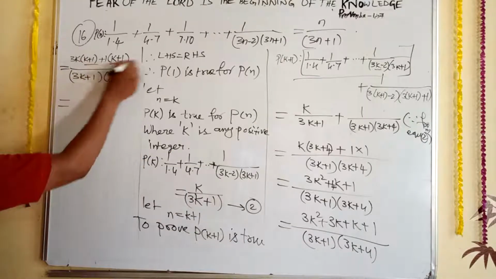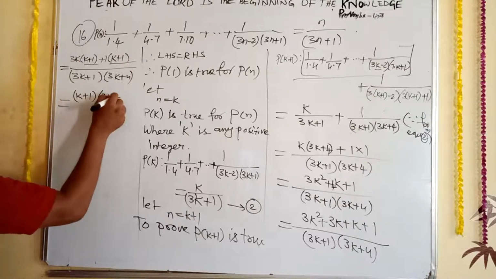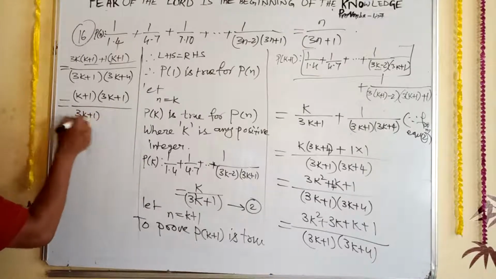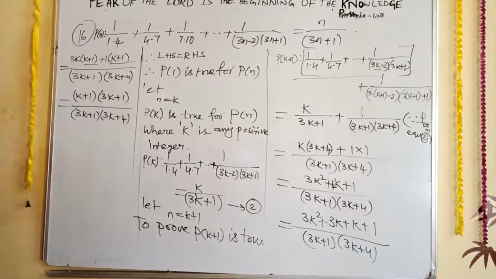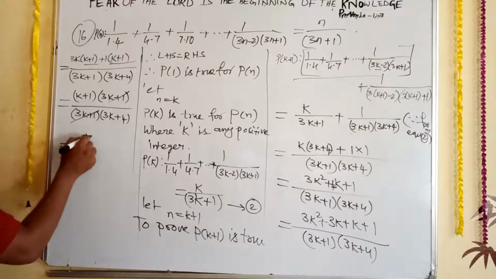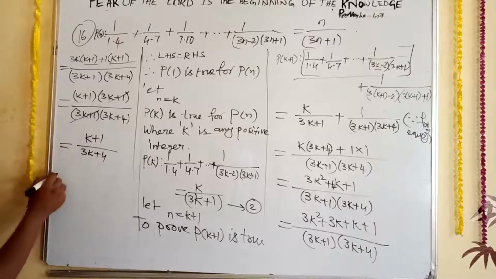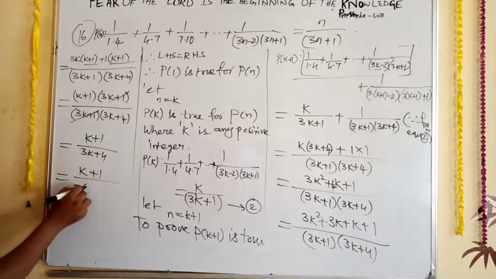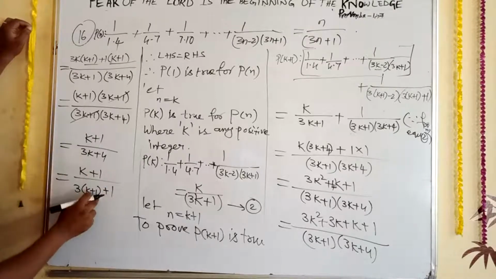So now in both, k plus 1 is common, k plus 1 we can write, then remaining 3k plus 1 upon 3k plus 4. Now you can check carefully, this 3k plus 1 and 3k plus 1 get cancelled, you get k plus 1 upon 3k plus 4. And this we can write as k plus 1 upon 3 into k plus 1 plus 1. Check now, 3 ones are 3, 3 plus 1 is 4.